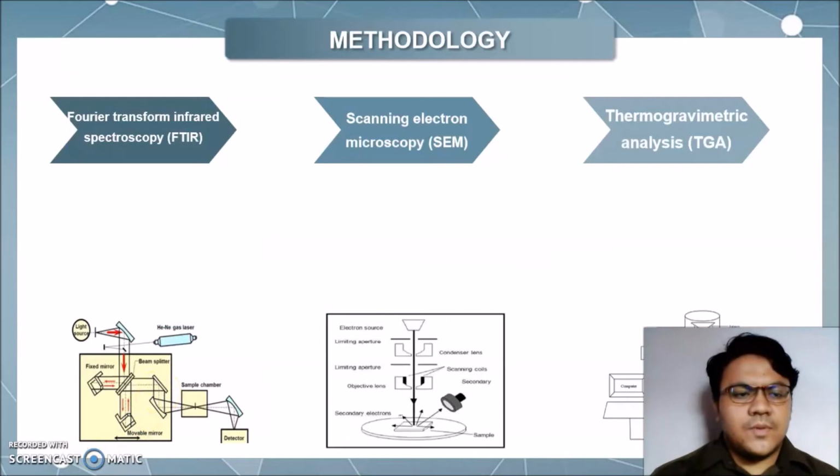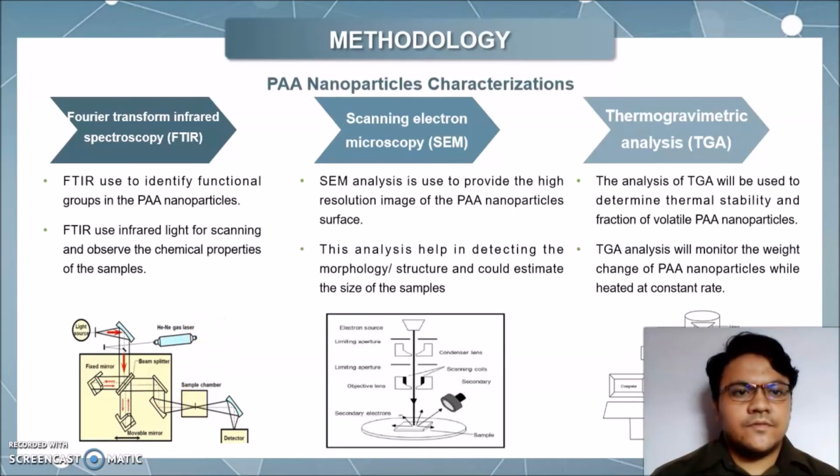For characterization of PAA nanoparticles, we will use Fourier transform infrared spectroscopy (FTIR), which is used to identify functional groups in the PAA nanoparticles, scanning electron microscopy (SEM) to provide high resolution images of the PAA nanoparticle surface, and thermogravimetric analysis (TGA) to determine the thermal stability and fraction of volatile components of the PAA nanoparticles.